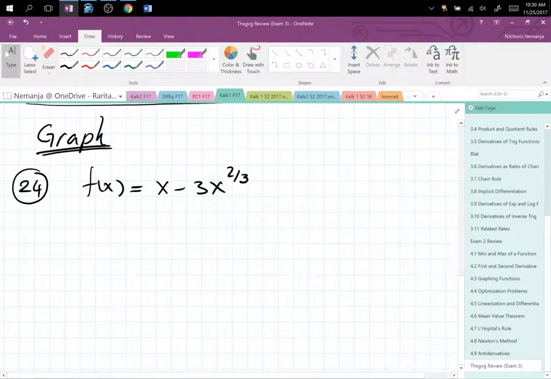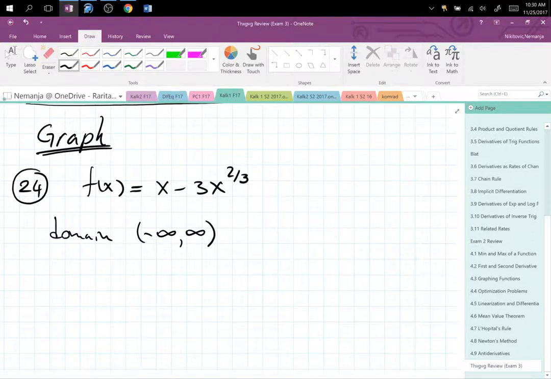So in order to graph this, we have to go through the entire shopping list of things. It's a cube root. Cube root does not have a vertical asymptote. Therefore, the domain is all real numbers. So we are not going to have partitioning with vertical asymptotes because there are none.